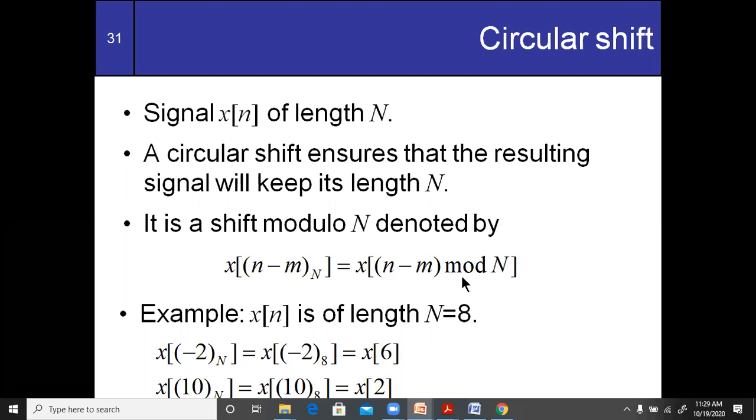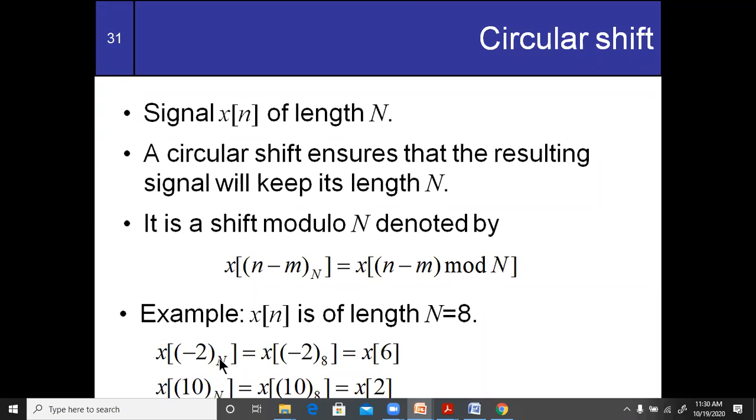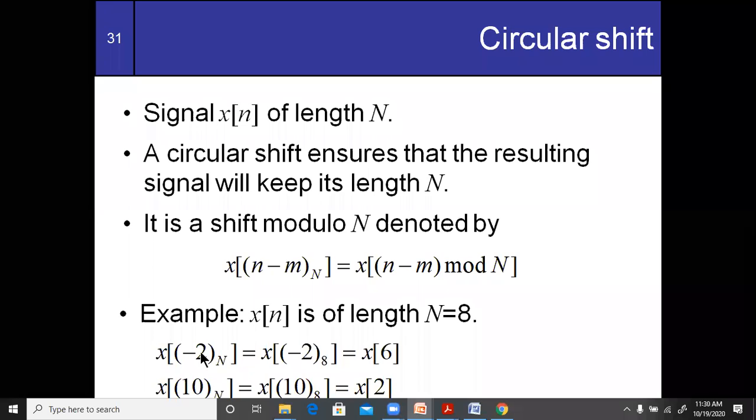And that is written as mod N. Okay, it is a shift mod N denoted by the mod N over here, x of n minus m, with the period as capital N will be x of n minus m mod N. So example of this is, we can take x of -2, so to say, when capital N is equal to 8. That will give us the same thing as 8 minus 2 or -2 plus 8.